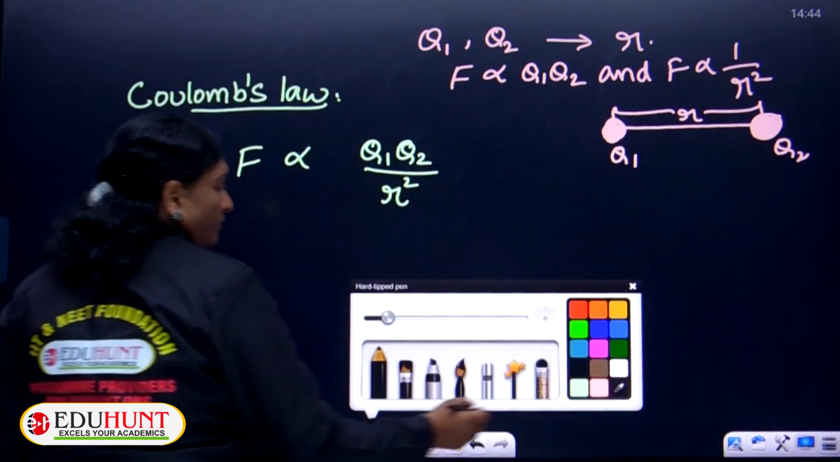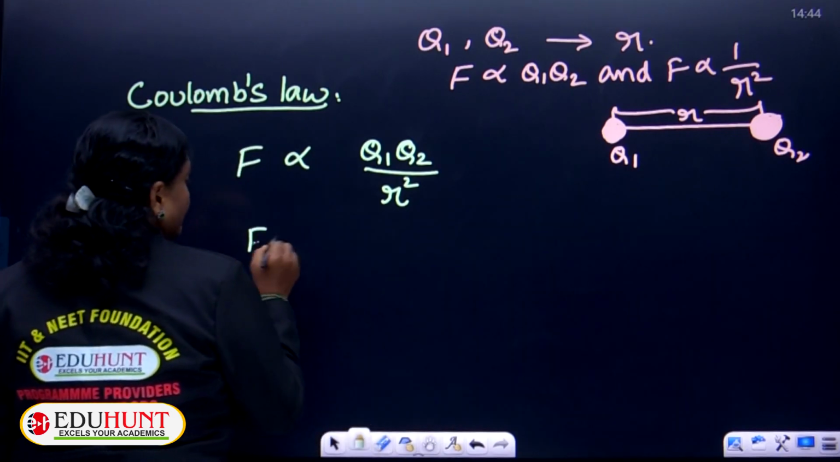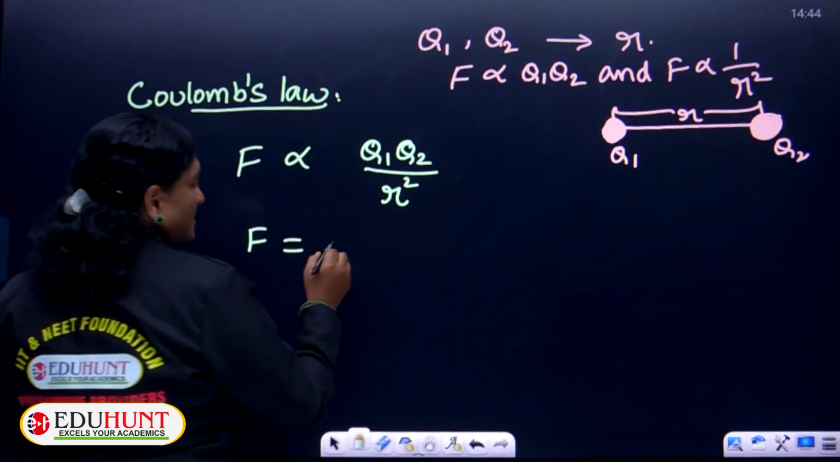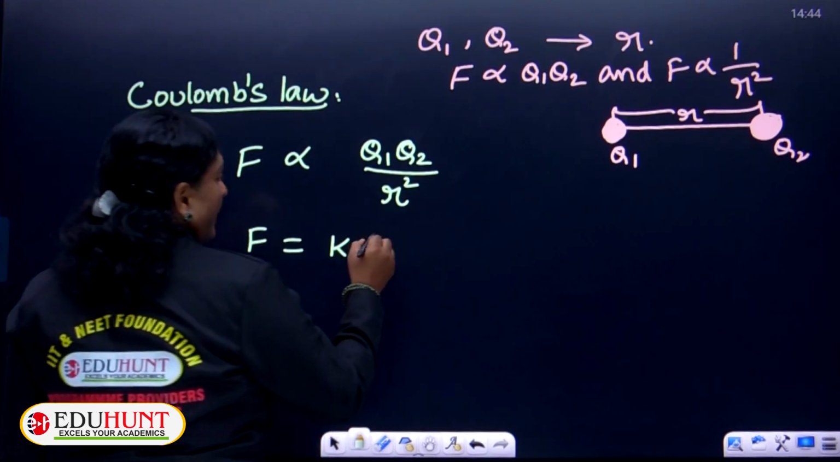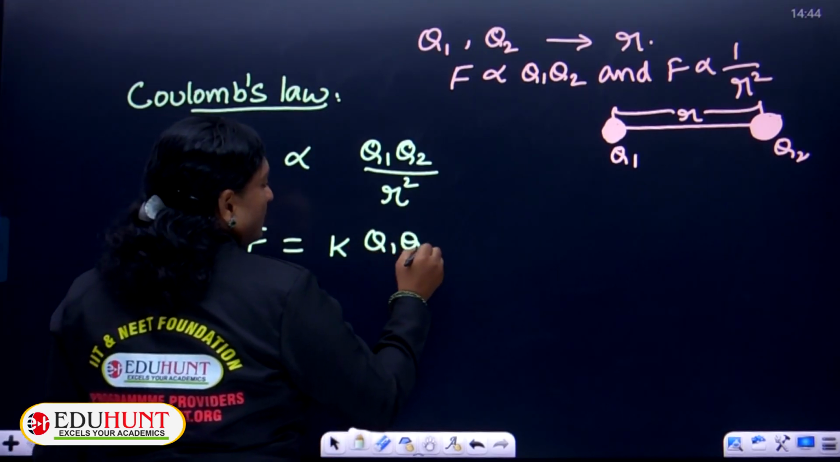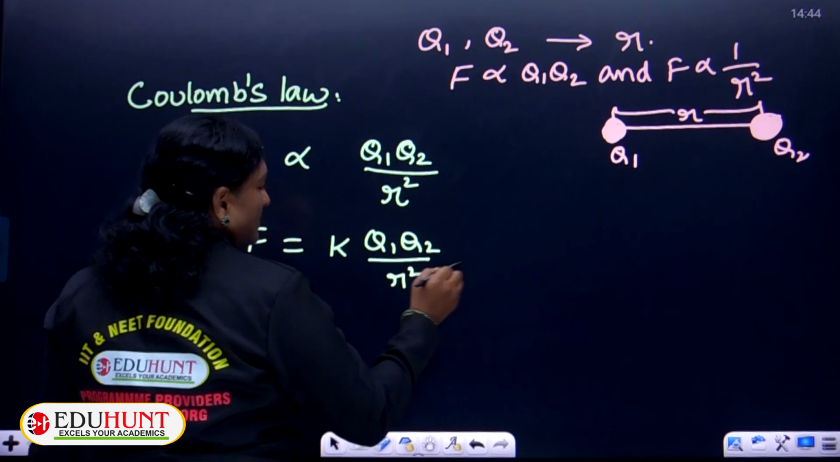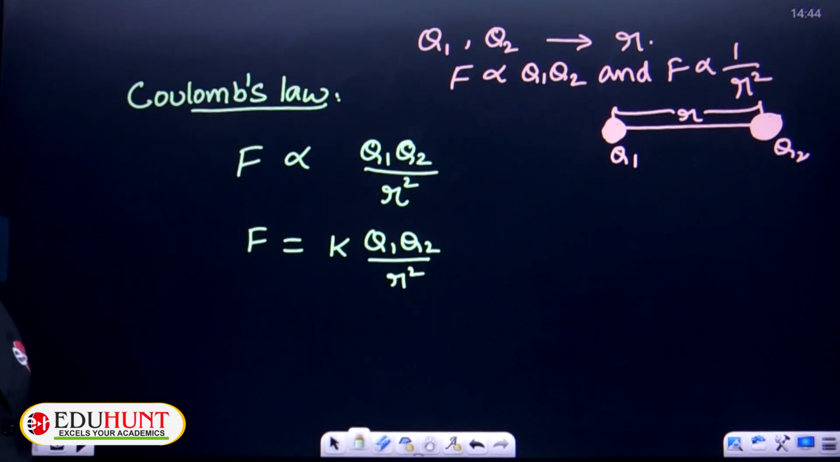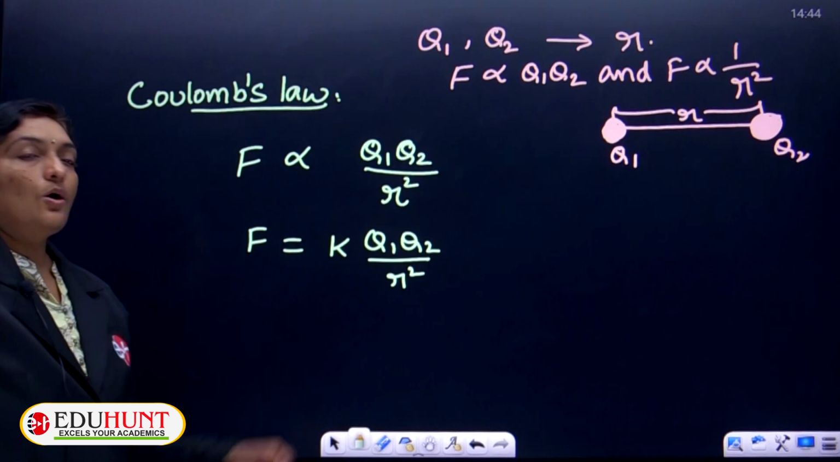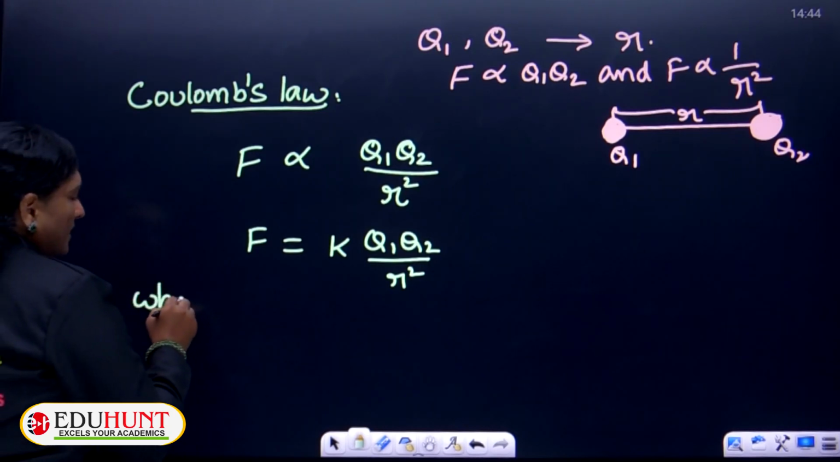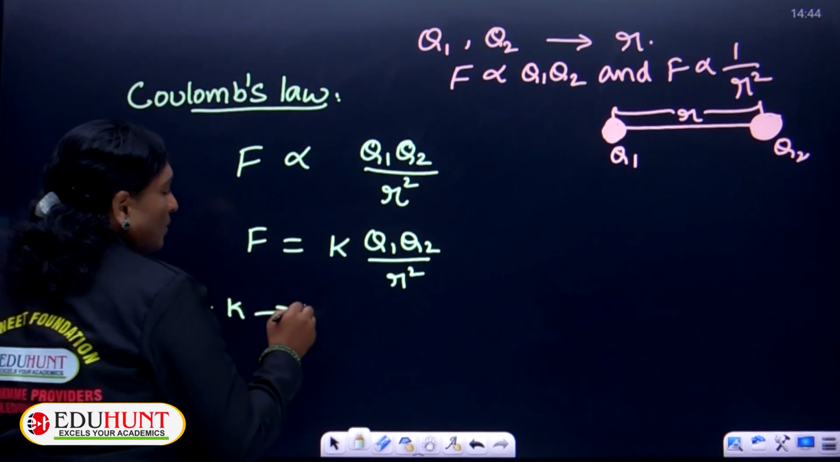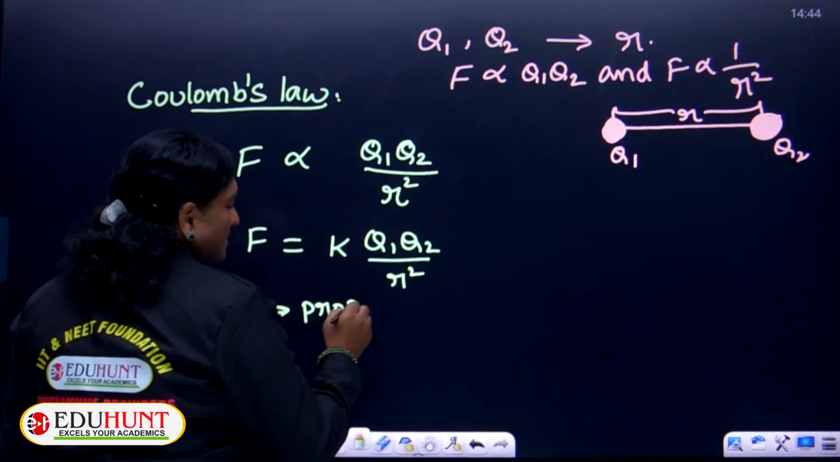After removing the proportionality sign, this can be replaced with some constant k. So, F equals k times Q1 Q2 upon r square. And this k is called the proportionality constant.